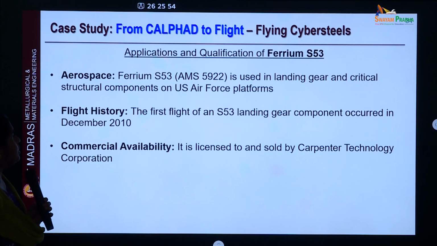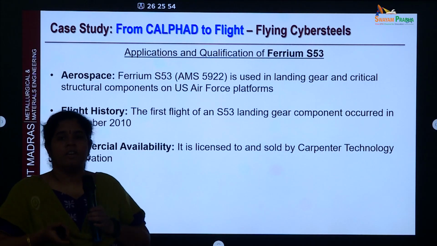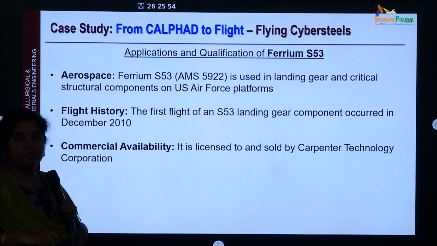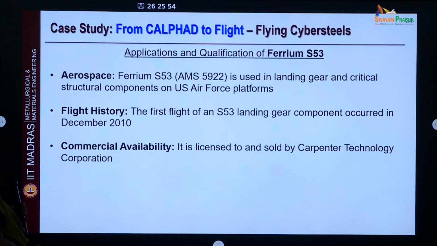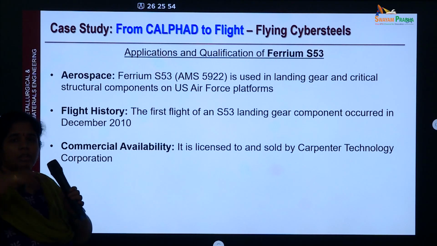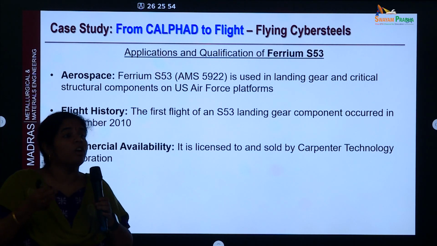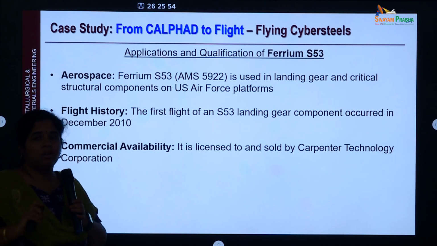And application. So it was for landing gear and critical structural components initially for the US Air Force. But eventually, whenever you develop these materials and it gets qualified, companies buy it. So eventually, Carpenter Technology, which is a US-based company, we have one in, I think, Sriperumbudur here, Carpenter Technology bought it. The Questek people patented everything, and they bought it. That is called technology transfer. And the first landing gear was used in December 2010.